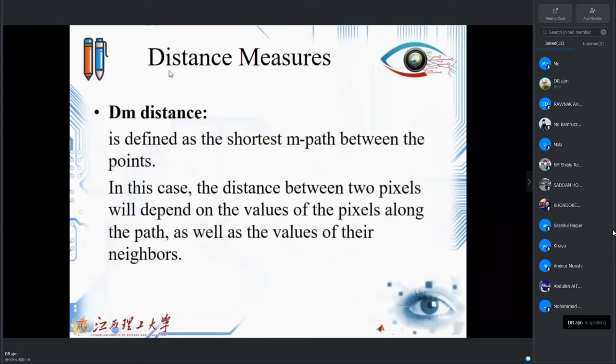Then, with the concept of neighbors, we had m-adjacency, in which the Dm distance comes into the picture, defined as the shortest m-path between the points. In this case, the distance between two pixels depends on the values of the pixels along the path, as well as the values of their neighbors.